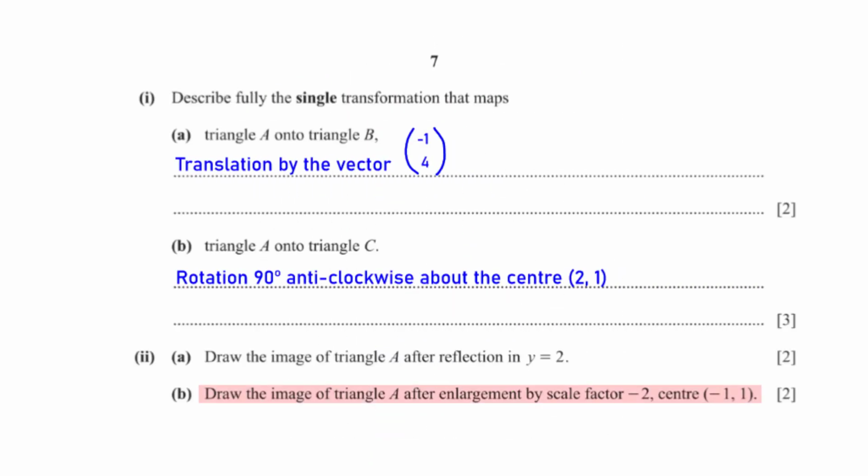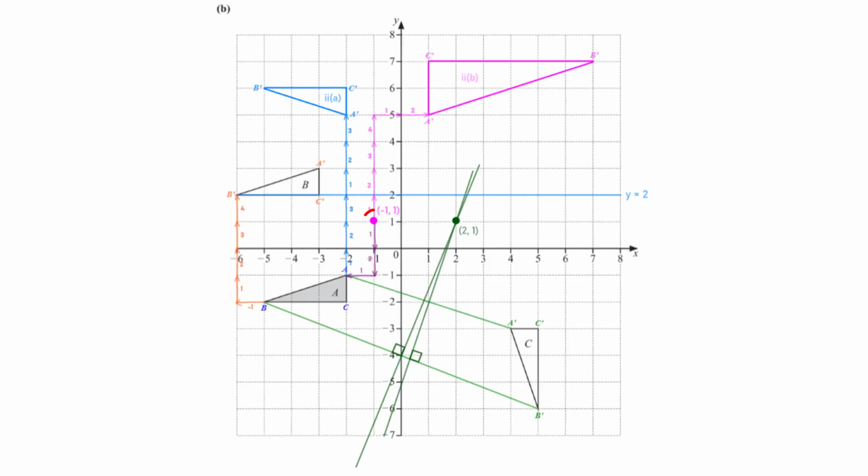Draw the image of triangle A after enlargement by scale factor -2, center (-1, 1). First, we need to mark the center of enlargement, which is (-1, 1). Then we need to move each vertex on triangle A such that we are able to reproduce the enlarged image of the triangle. Let's pick point A.